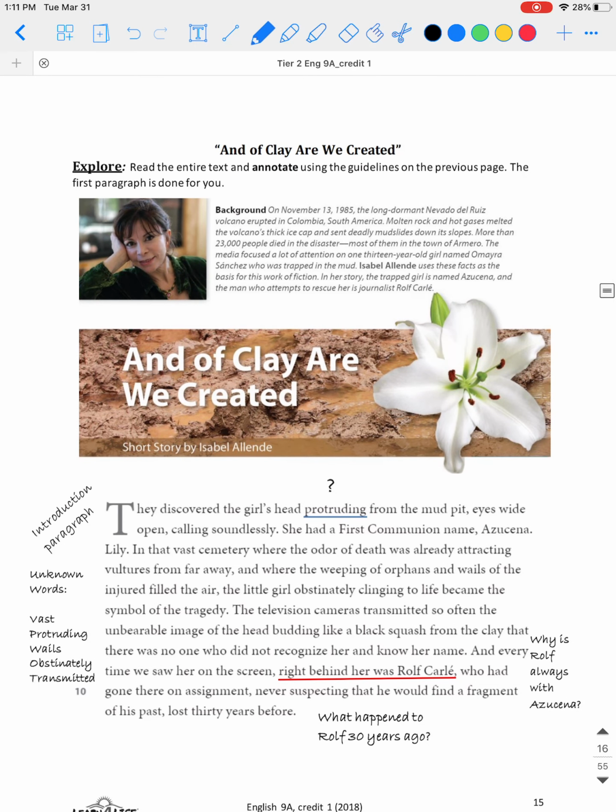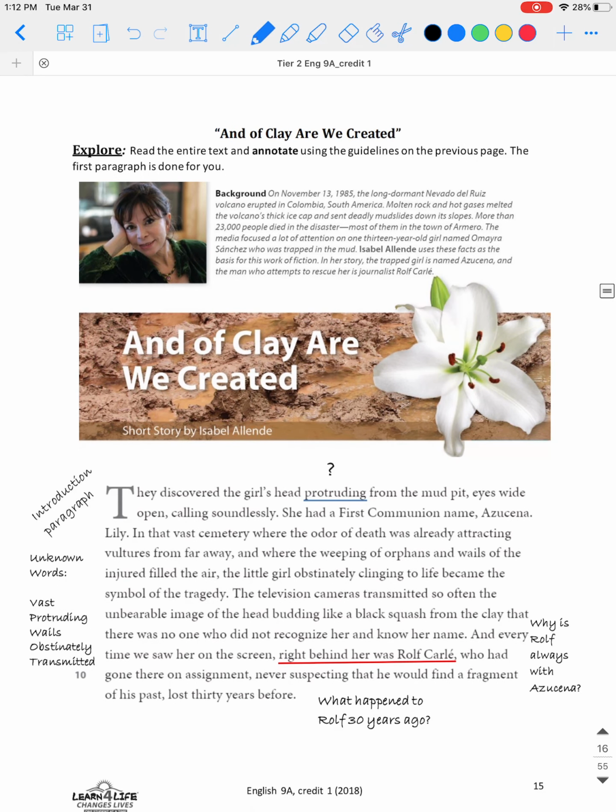The story we're going to read is "And of the Clay We Are Created." If you look at the bottom of this page, they annotated the first paragraph for you. This is kind of like an example for you. Obviously, you can add more to it if you see something in there that you want to know about. But this is a good example of what we will be grading this on, okay?